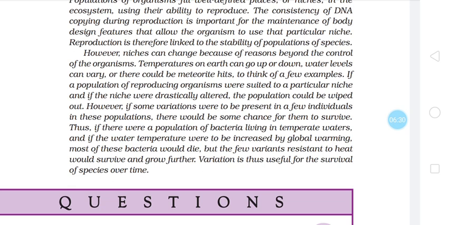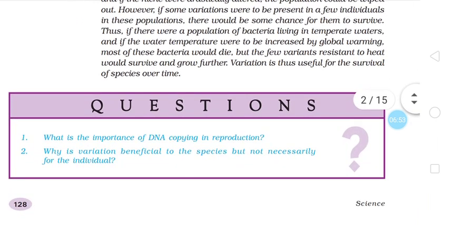Thus, if there were a population of bacteria living in temperate waters, and if the water temperature were to be increased by global warming, most of these bacteria would die, but the few variants resistant to heat would survive and grow further. Variation is thus useful for the survival of species over time.